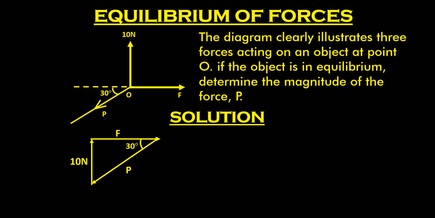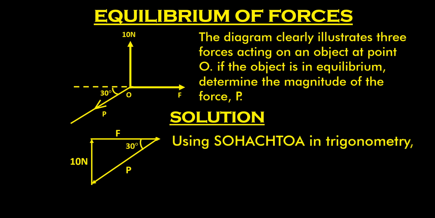What do we do in this case? We apply trigonometric ratios on this. Using the SOHCAHTOA method, sine theta is equal to opposite over hypotenuse. Yes, opposite over hypotenuse. That is to say, sine 30 degrees will be equal to 10 divided by P. And making P the subject of the formula, P will be equal to 10 divided by sine 30 degrees.